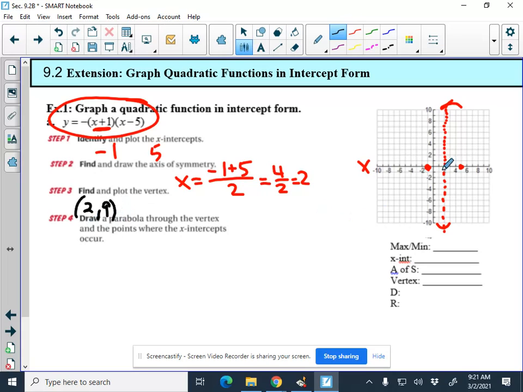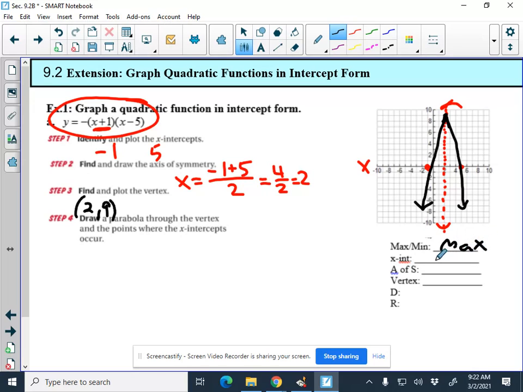So now we're going to graph that. 2, 9, that's our vertex, and we get the idea of our parabola. Our parabola is pretty tall, goes up to the 2, 9. I should have hit the point a little bit better. There we go. And then it says draw a parabola through the vertex, and we did. Now, is that a maximum or a minimum point? That's a max.